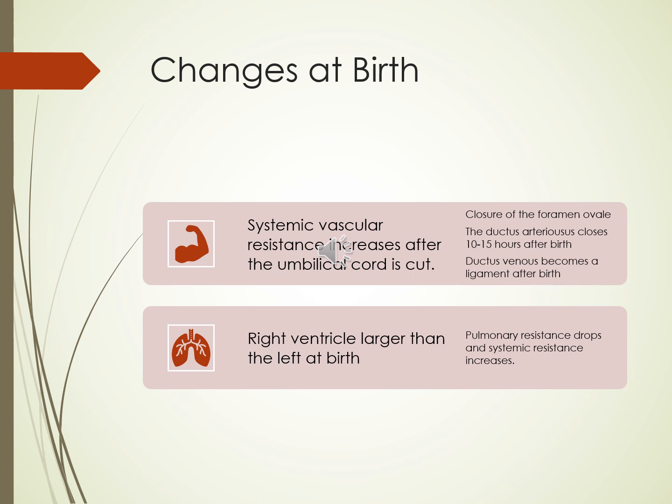Changes that happen at birth. The systemic vascular resistance increases after the umbilical cord is cut. So that's when the closure of the foramen ovale happens. The ductus arteriosus closes at about 10 to 15 hours after birth. And then the ductus venosus becomes a ligament after birth as well. The right ventricle is larger than the left at birth, and the pulmonary resistance will drop and systemic resistance will increase.